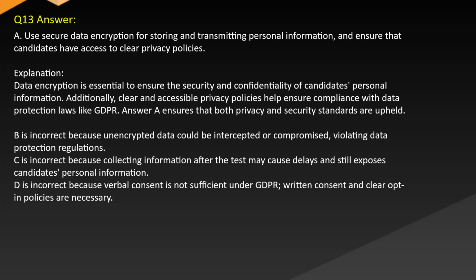B is incorrect because unencrypted data could be intercepted or compromised, violating data protection regulations. C is incorrect because collecting information after the test may cause delays and still exposes candidates' personal information. D is incorrect because verbal consent is not sufficient. Written consent and clear opt-in policies are necessary.